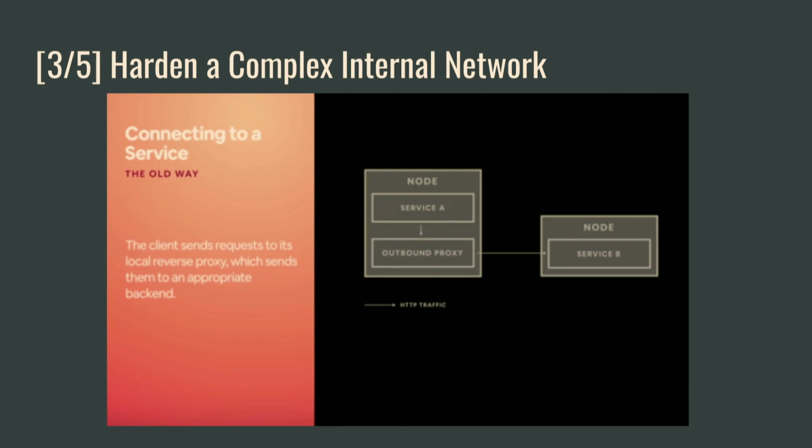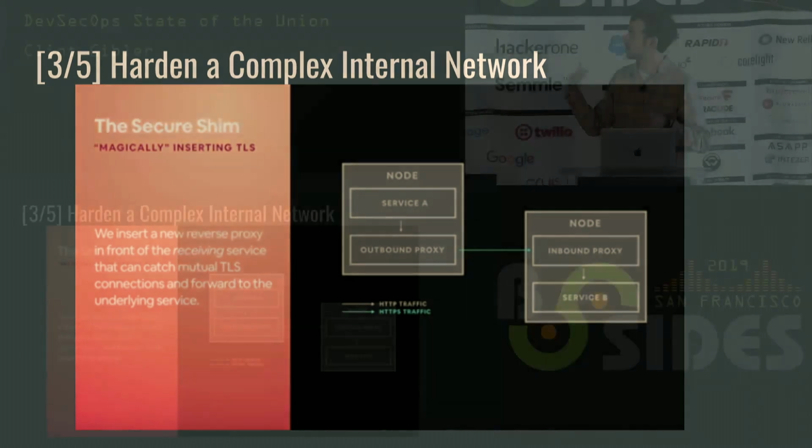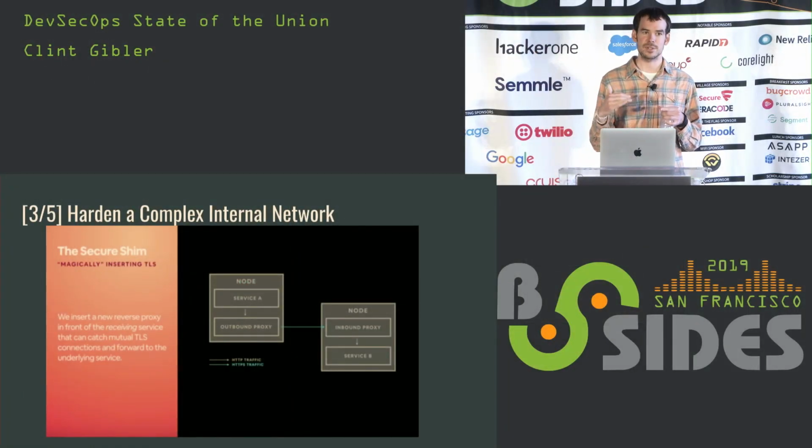OK, so originally, this is how their service-oriented architecture worked. So they have service A on node 1 and then service B on another node. They have a local reverse proxy that service A talks to, which then talks over HTTP to service B. So what they changed this to is they actually added a reverse proxy on the receiving service that handles the mutual TLS. What's really neat and clever about this approach is that this mutual TLS is transparent to service A and service B. They don't need to know or understand anything about it.